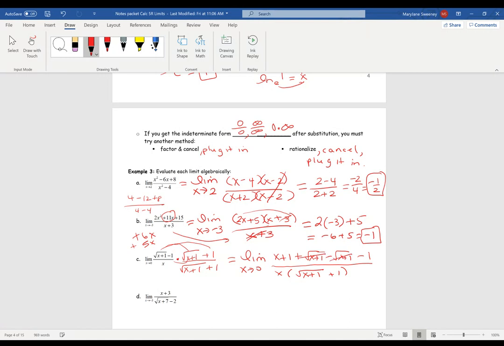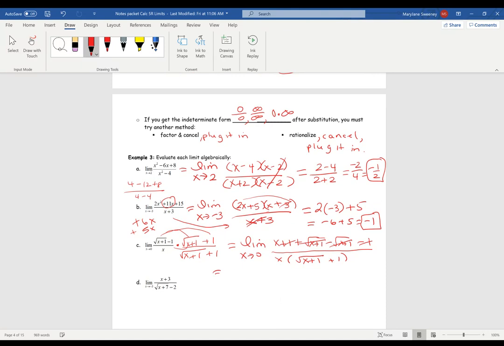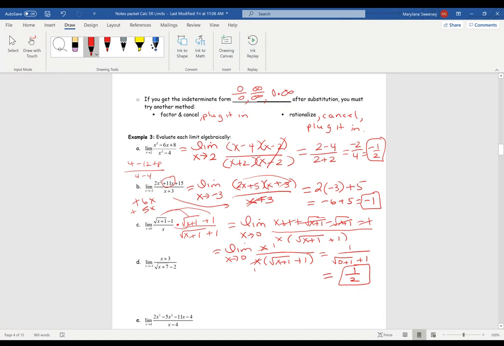So these cancel. 1 minus 1 cancels. So I have the limit as x approaches 0. I have x on the top, x parentheses square root of x plus 1 plus 1. These x's can then cancel. So now if I plug in, I get 1 over 2. Square root of 1 is 1, plus 1 is 2 on the bottom.